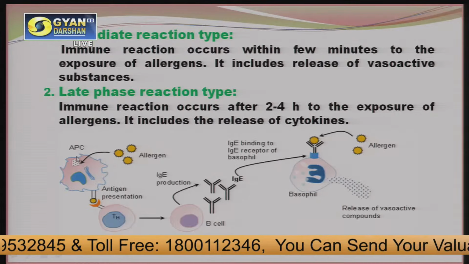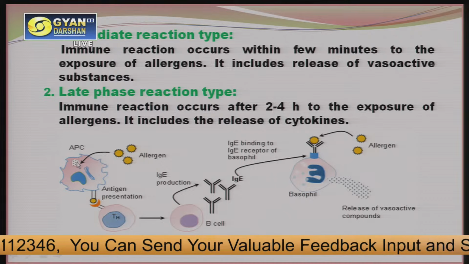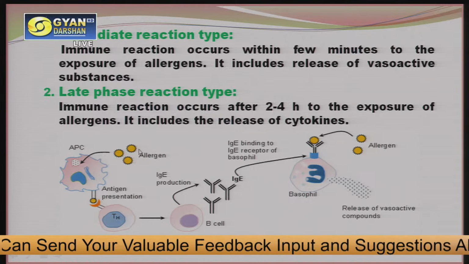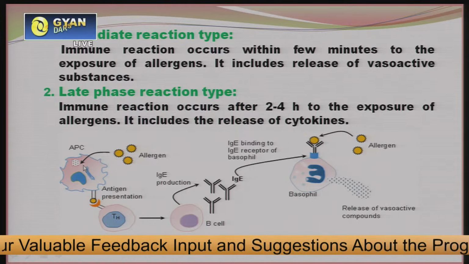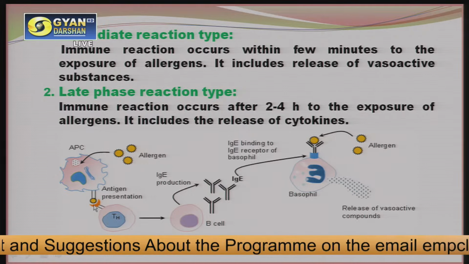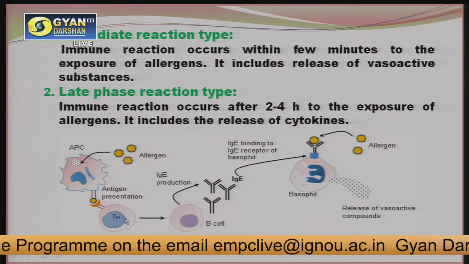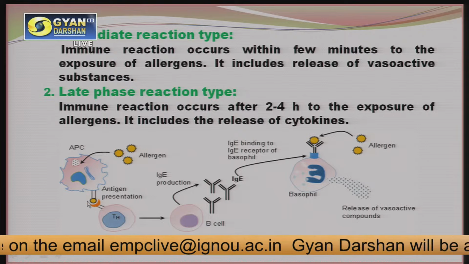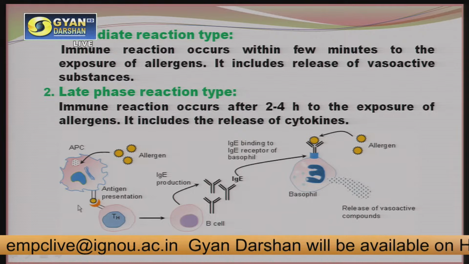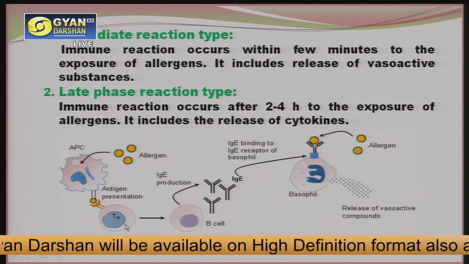And you can see in this figure, here are the antigen presenting cells. It may be a macrophage or dendritic cells. The allergen binds to them, and ultimately they process it and display the antigens. Here is the antigen presentation. Here are the T helper cells. The T helper cells are able to recognize the antigens displayed on the surface of the antigen presenting cells.